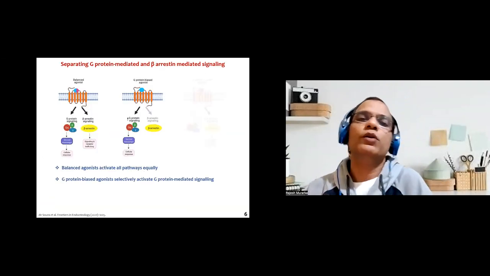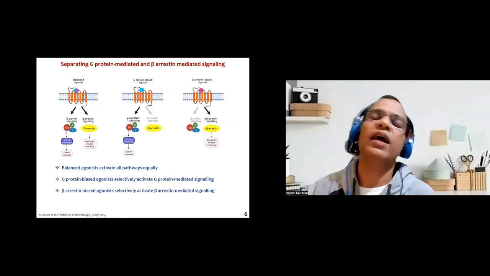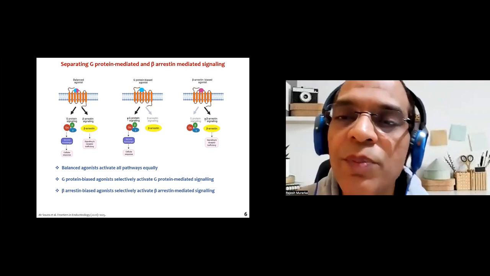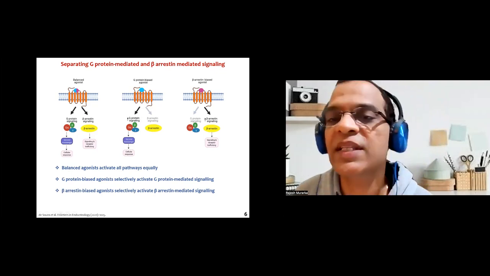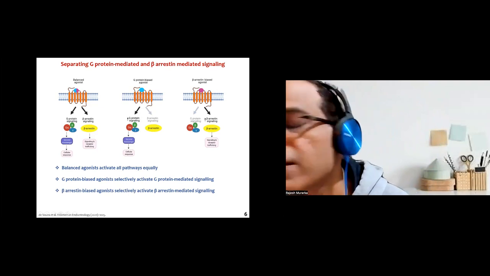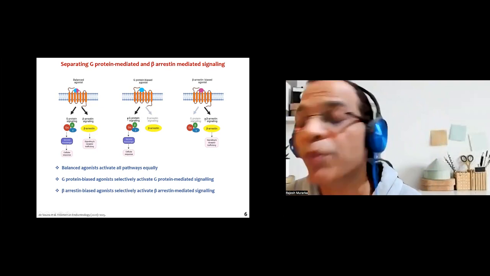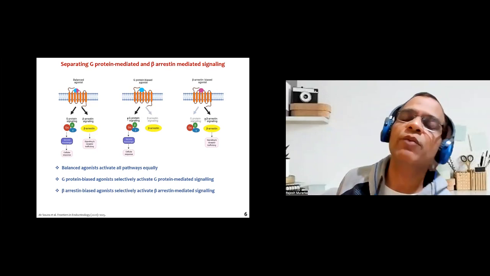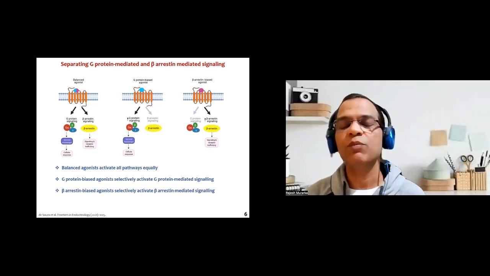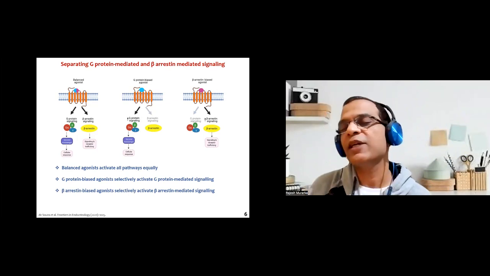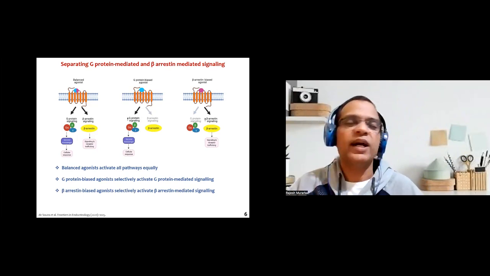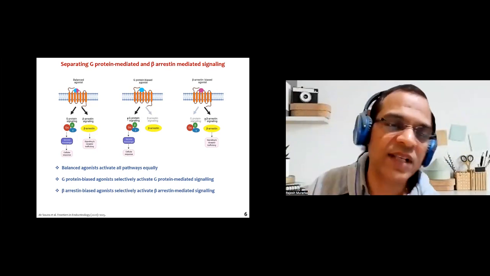So this is a G protein biased agonist. Then there could be another agonist called a beta arrestin biased agonist. The beta arrestin biased agonist does the other way: it blocks the G protein signaling and activates the beta arrestin signaling. If we can design a ligand or drug which can activate one of the signaling pathways over the other, then we can avoid the adverse side effects, which we know most drugs have.